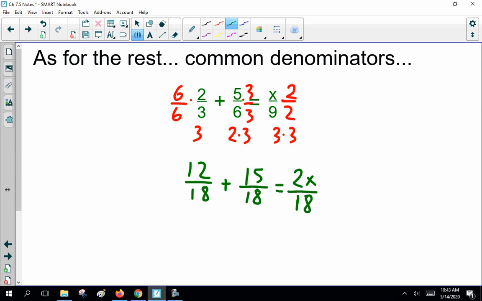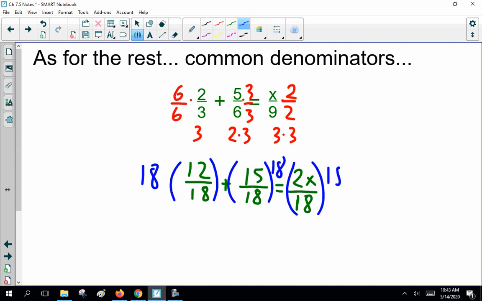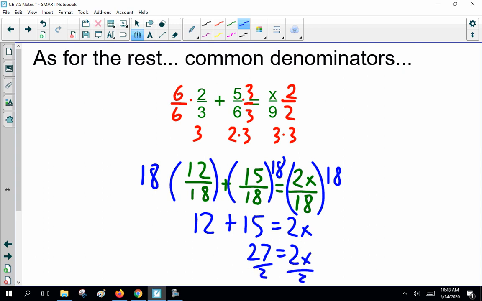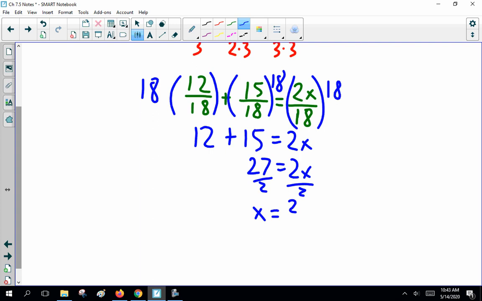All right, now that's half the trick with this. The other half is, what's the common denominator? 18. So multiply everything by 18. So this is 12 plus 15 equals 2x. Or 27 equals 2x, divided by 2, divided by 2. X is 27 over 2. Yes, and I leave it like that because that's 13.5 is what Mr. Calculator would say. I'd rather you leave it as a fraction.